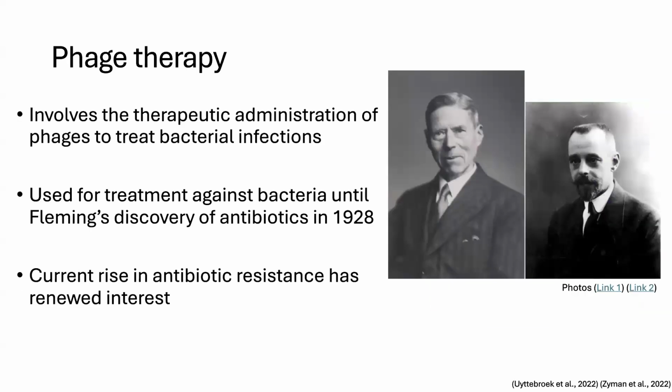So with the emergence of antibiotic resistance, there is a need for new treatments, one of which is phage therapy. Phage therapy involves the therapeutic administration of phages to treat bacterial infections. I will explain what phage are shortly. Frederick Twort discovered them in 1915, and Felix d'Herelle also discovered them in 1917, independently of each other. They were used for treatment against bacteria until Fleming discovered antibiotics in 1928. However, recently there is a current rise in antibiotic resistance, so there is a renewed interest in phage therapy.